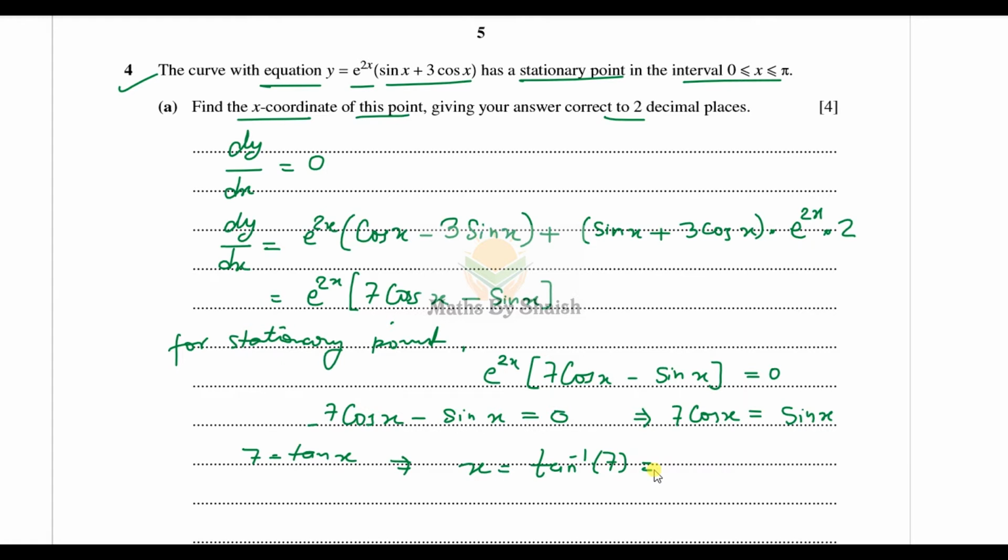So tan inverse of 7 is 1.4288 and so on, so we can write 1.43 radians, because we require the angle between 0 and pi, and we can see we got a value between 0 and pi. So I hope it is discussed. So let's discuss the next part of it.